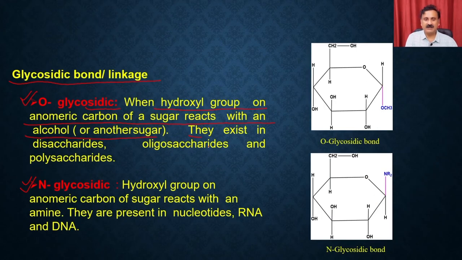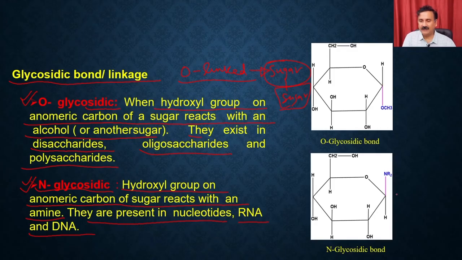These kinds of linkages are present in disaccharides and oligosaccharides, and they are also present in polysaccharides, which means O-linked glycosidic linkages are mostly present in sugar molecules. So, sugar to sugar. Then we have the N-linked glycosidic linkages, where the hydroxyl group on the anomeric carbon of the sugar reacts with an amine. They are present in the nucleotides, RNA and DNA.